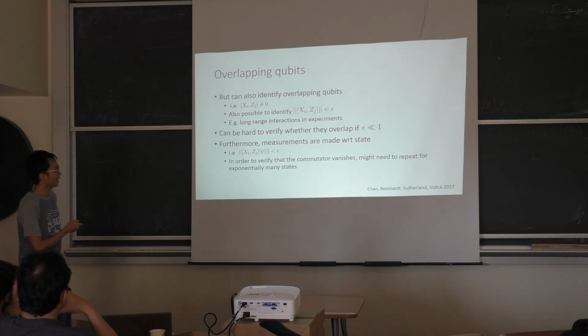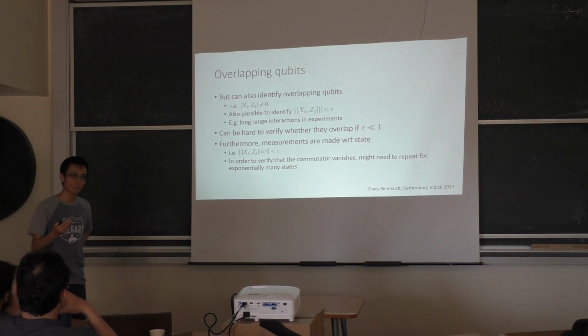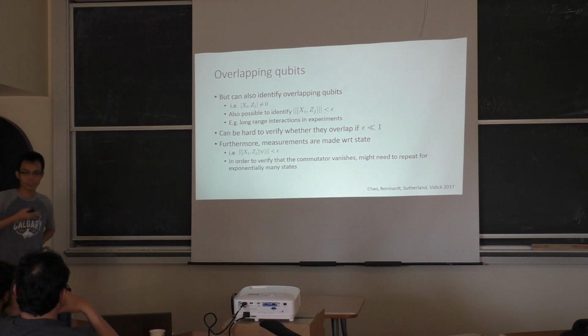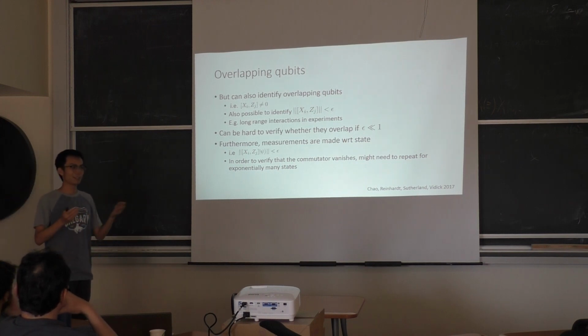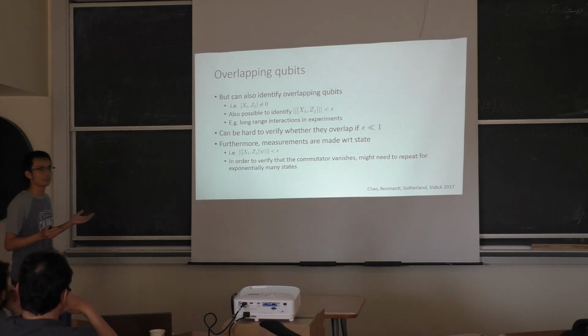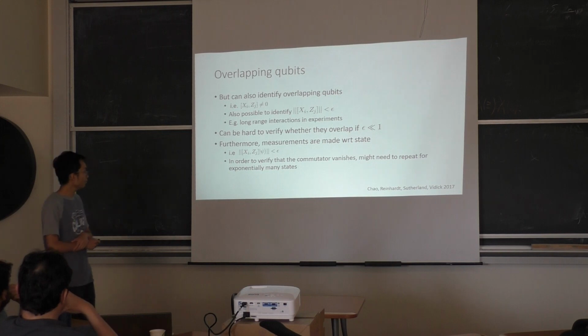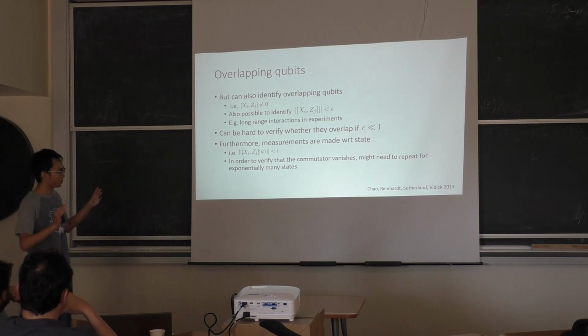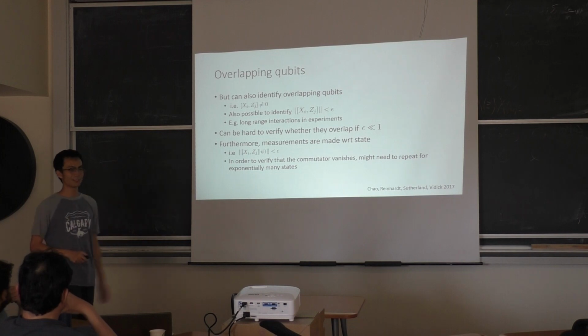you would expect that they have some small overlap, but it's actually kind of hard to verify how large this commutator is if epsilon is very small, right? For example, if it's below your experimental precision, it will be difficult to verify that the commutator actually is 0. But even just in principle, suppose your experiment is absolutely perfect, and you want to verify that the commutator actually is 0.